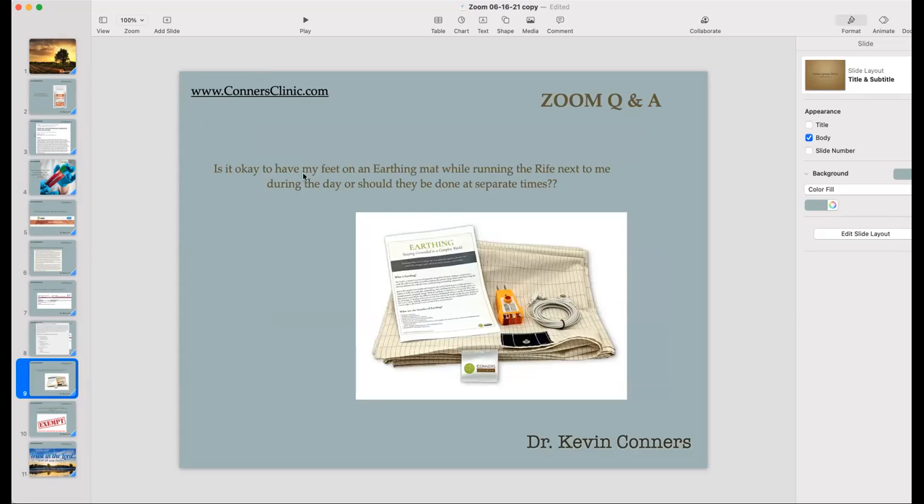Next question: is it okay to have my feet on an earthing mat while running the Rife next to me during the day, or should it be done at separate times?